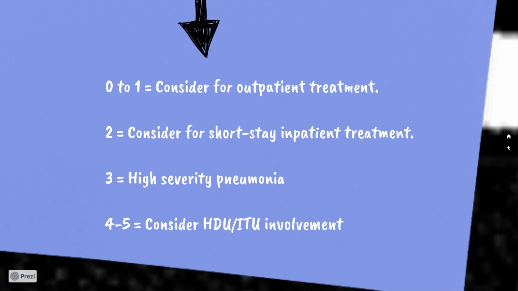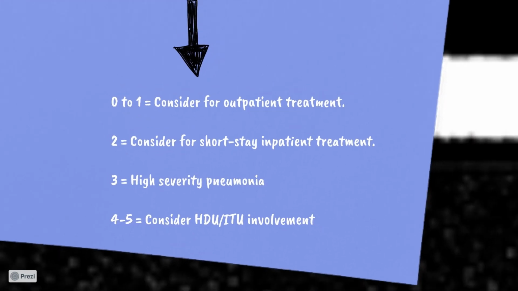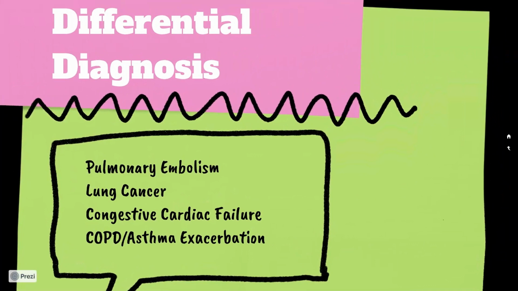Next, we must consider the differential diagnosis for a community-acquired pneumonia. The first thing to consider is a pulmonary embolism. A PE can present with an area of consolidation on a chest x-ray due to infarction of lung tissue, so we should always have this diagnosis in the back of our mind, especially if the patient is not responding to antibiotics. We should also consider lung cancer as a potential cause of consolidation on a chest x-ray.